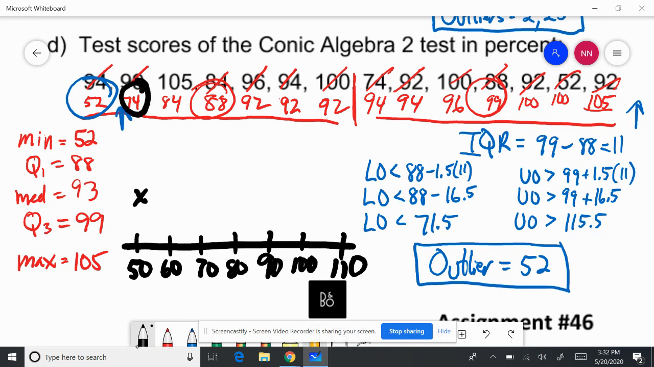Then my next lowest number is 74. So I'm going to put a dot at 74. I'm going to put a dot at 105 because that's my maximum. So this is my new minimum. This is my maximum. Now I'm going to draw 3 lines. One at 88, one at 93, one at 99. And that right there is my box plot or my box and whisker plot.